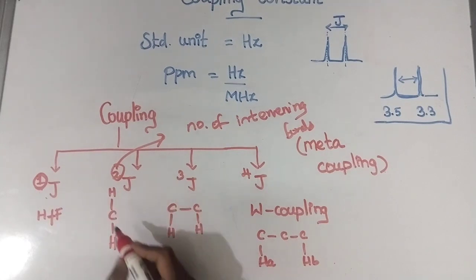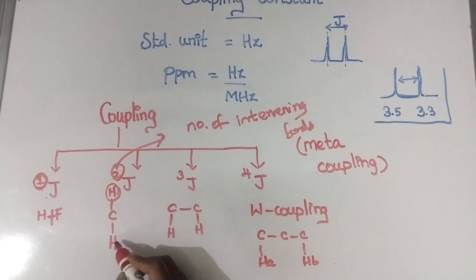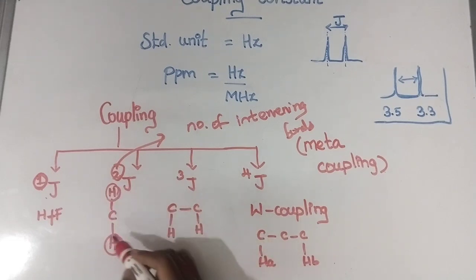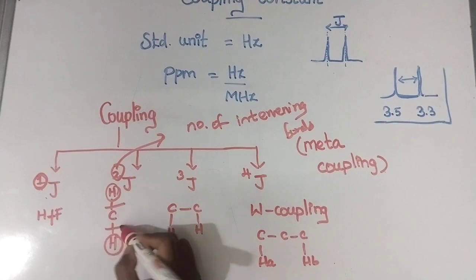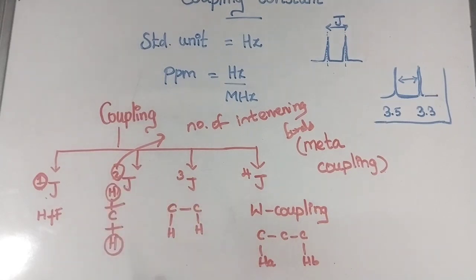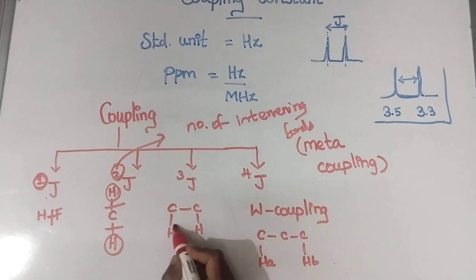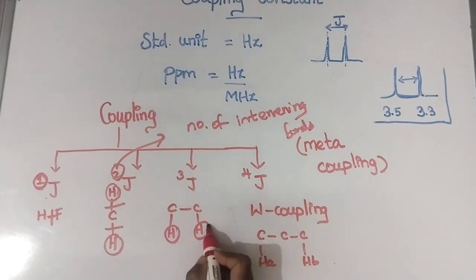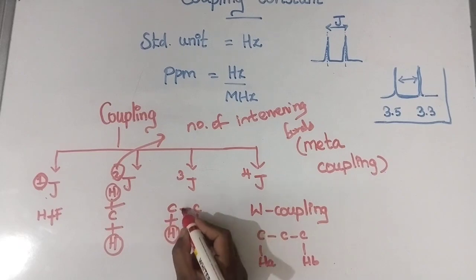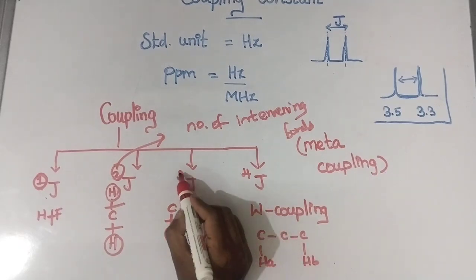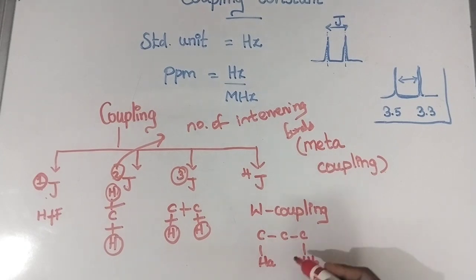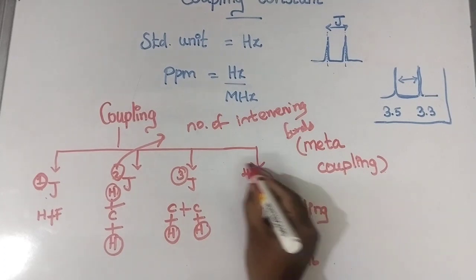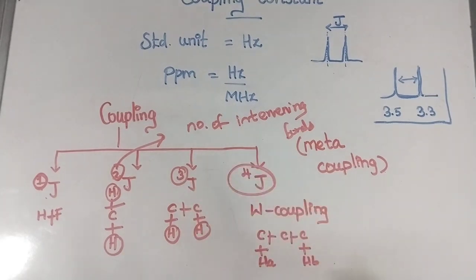See here, this hydrogen is here and this hydrogen is here. The number of bonds present between these two is 1, 2, hence it is known as J2 coupling. Here there is a proton that may couple with this proton. The number of bonds is 1, 2, 3, hence it is known as J3 coupling. Similarly, in this case it is 1, 2, 3, 4. This is known as J4 coupling. These are all the classifications of coupling.